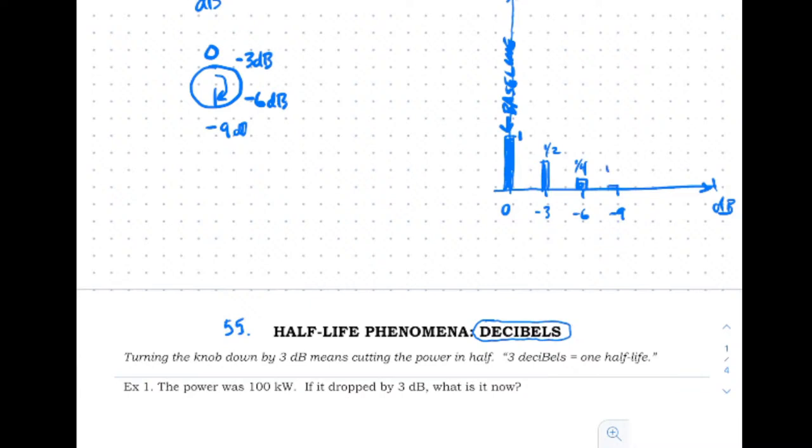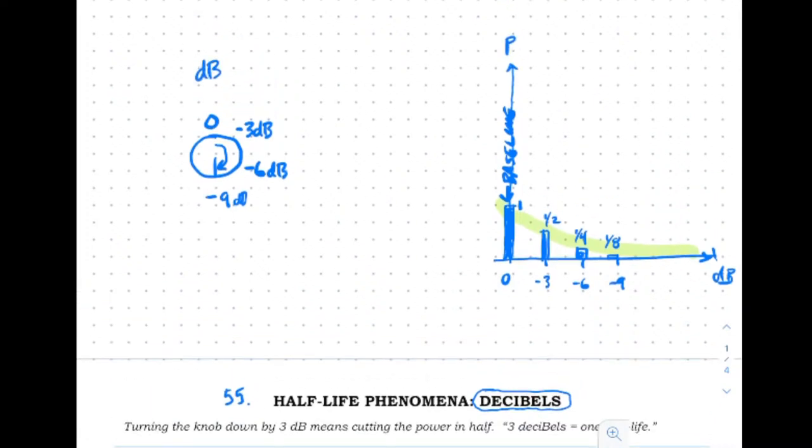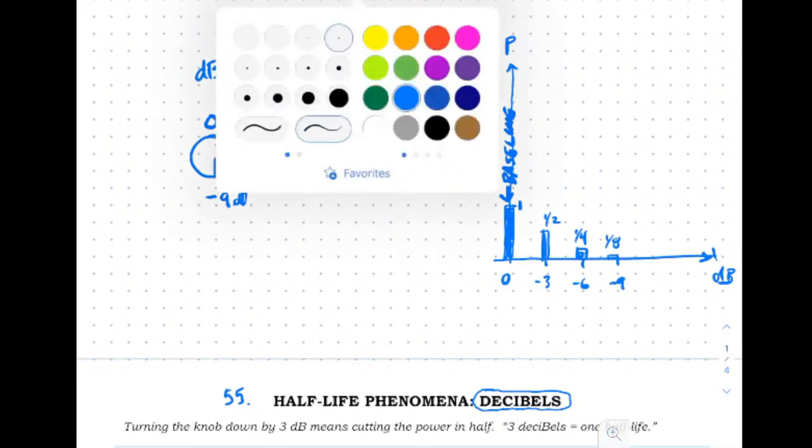It used to be a fourth, now it's an eighth, and so on. So you get this same kind of half-life swoopage curve, if you were to join the tops together, that we were playing with last time. Okay. And then, let me emphasize, you can turn the knob the other way, usually.